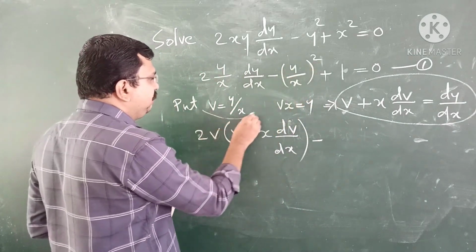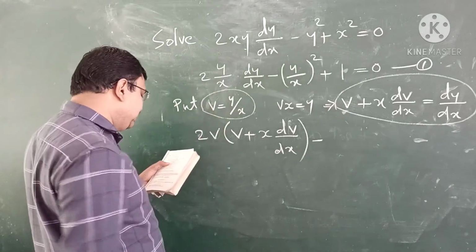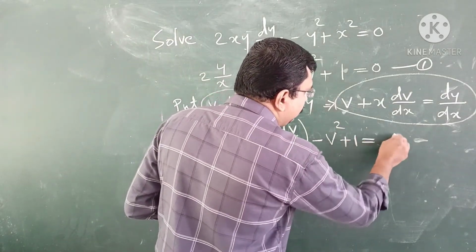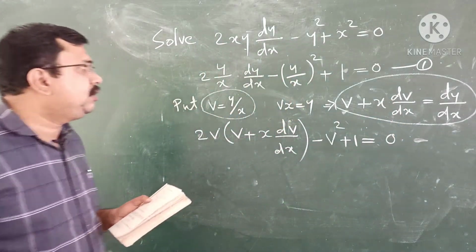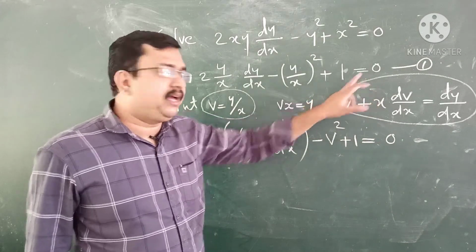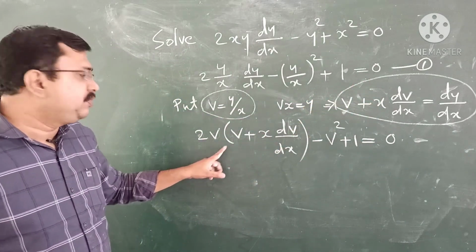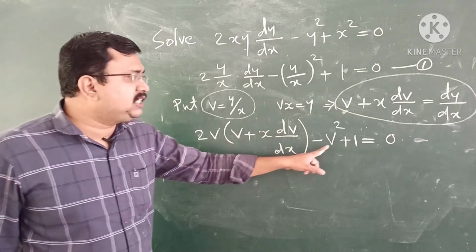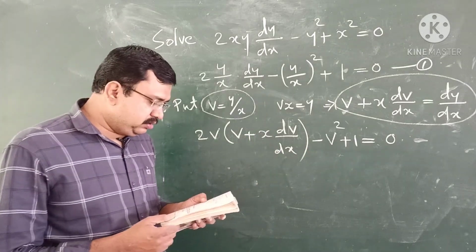We know that y by x is v. Therefore, minus v square plus 1 equal to 0. Okay, the idea is that we are applying this result in equation number 1. Therefore, 2v into v plus x into dv by dx minus v square plus 1 equal to 0.